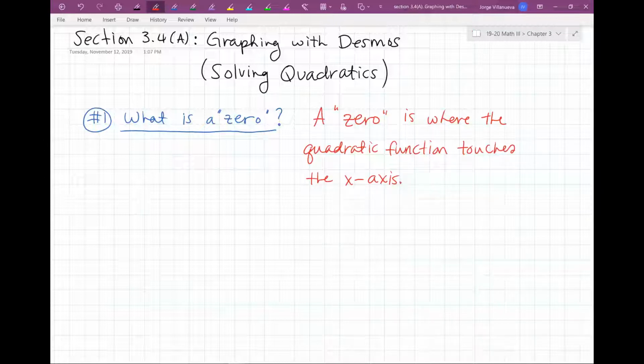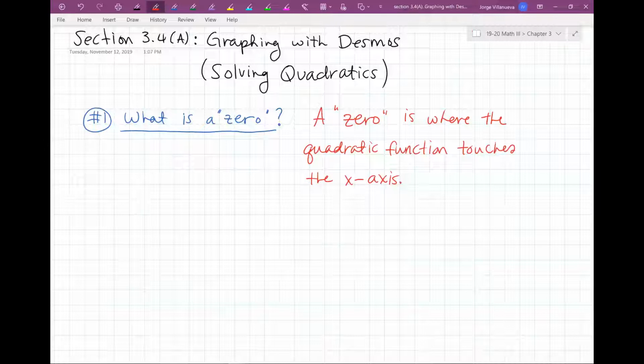The reason why they call it a zero is because any point on the x-axis, like 1, 0, 2, 0, 3, 0, 4, 0, every single one ends with 0. So if you were to look on your graph, the y value for the points that touch the x-axis have zeros on it. That's why they call them zeros. So a zero is where the quadratic function touches the x-axis.